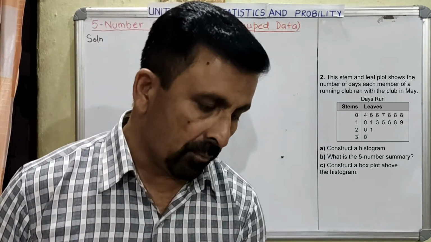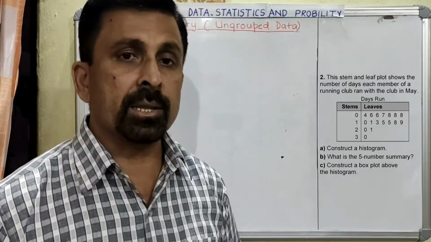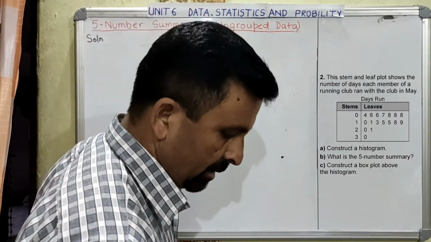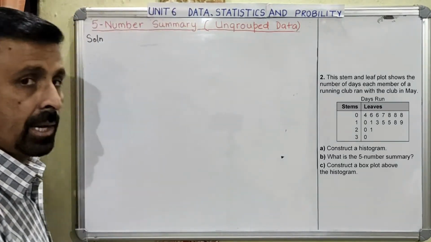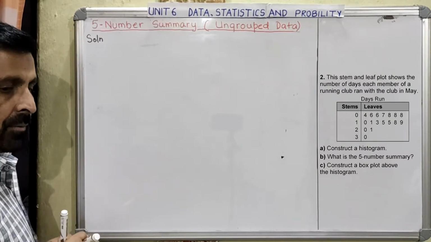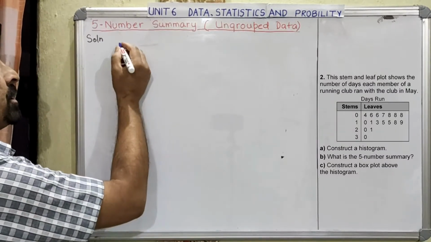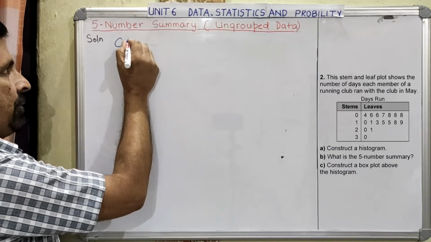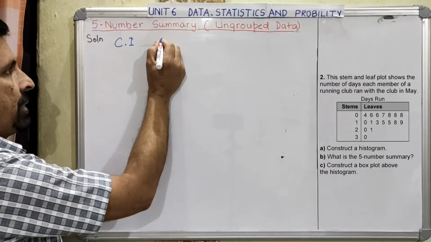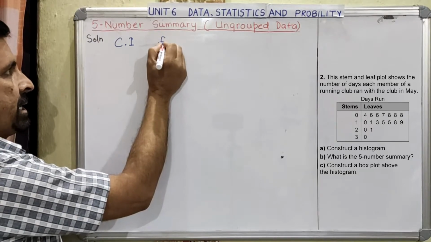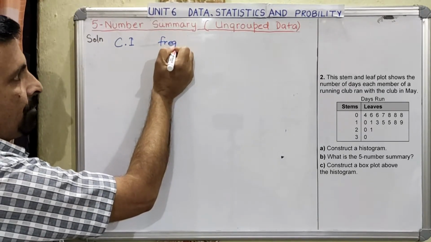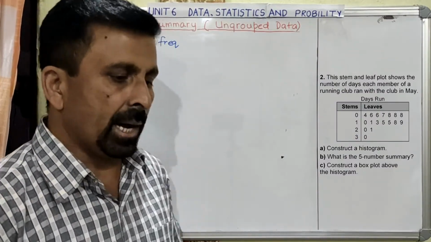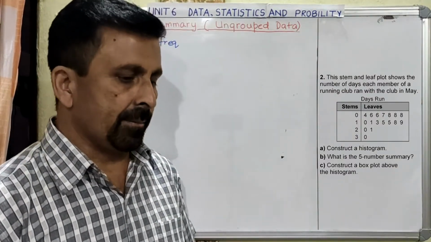Now, you know very well that for a histogram we need the frequency distribution table. So first of all, we are going to create the frequency distribution table. In it, we will have the class interval and the frequency. The class interval is very easy.